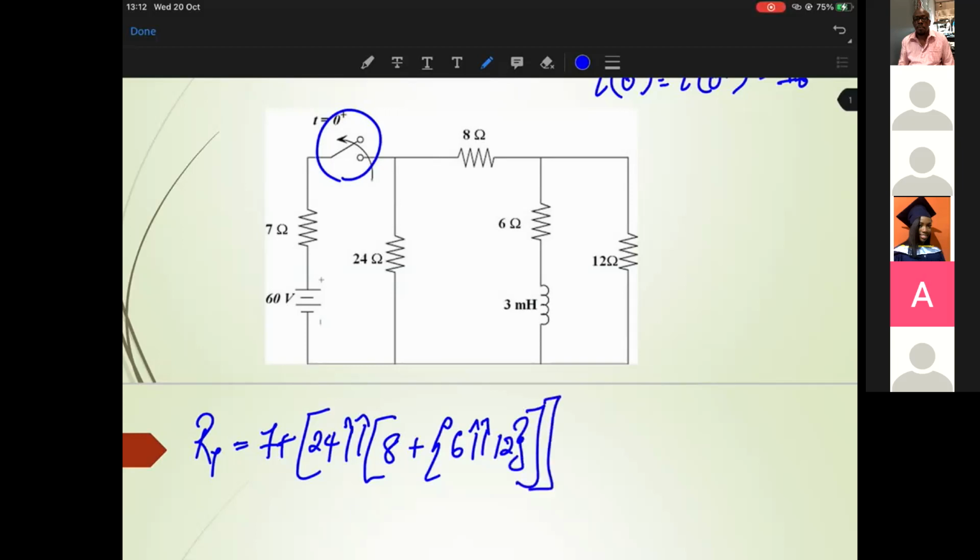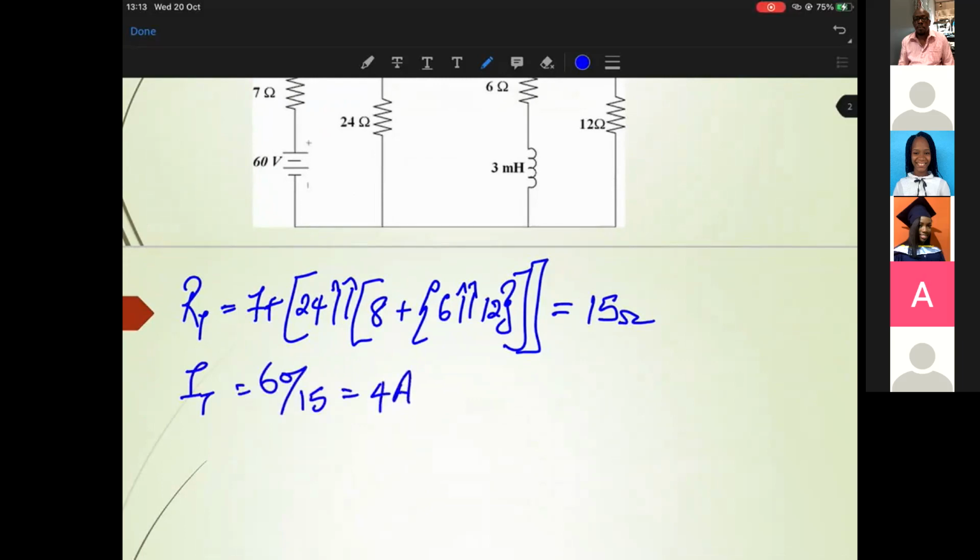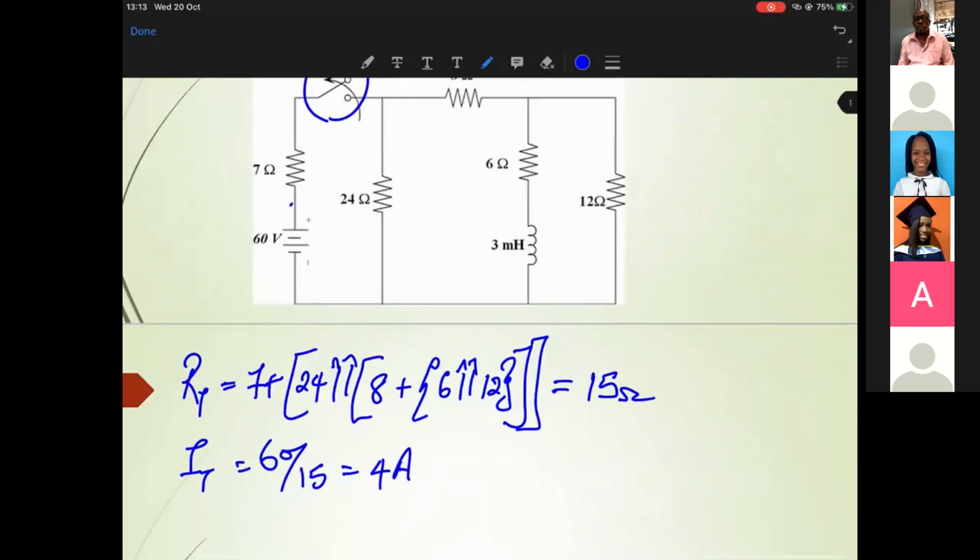I don't think we need to spend much time looking at this type of thing. So what's the total resistance here? 15 ohms, sir. 15 ohms. Okay, which means that IT is equal to 60 over 15, giving us 4 amperes. Good.